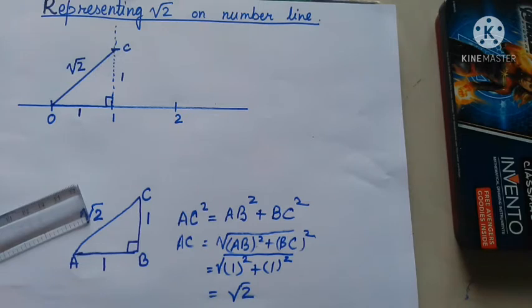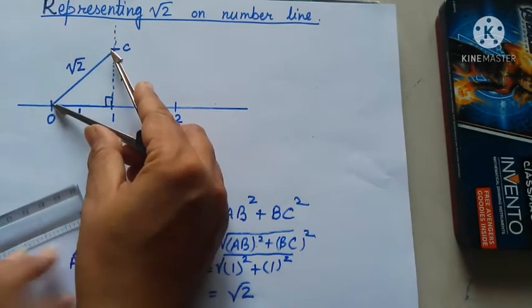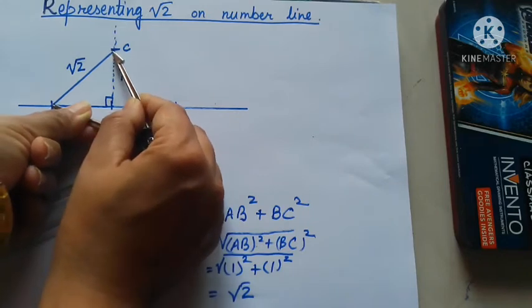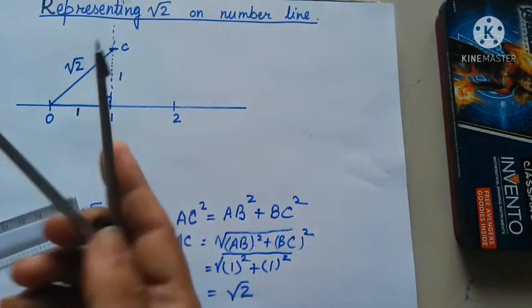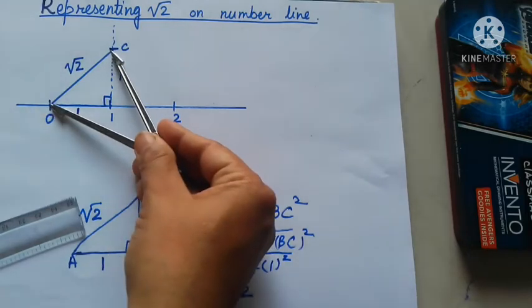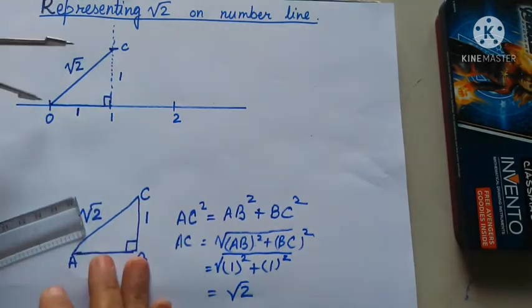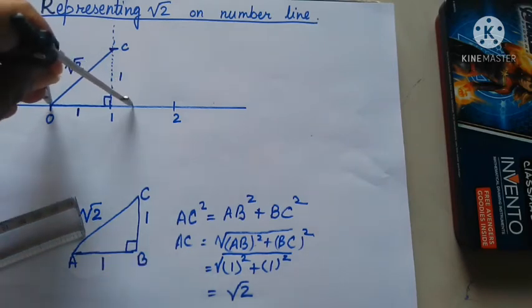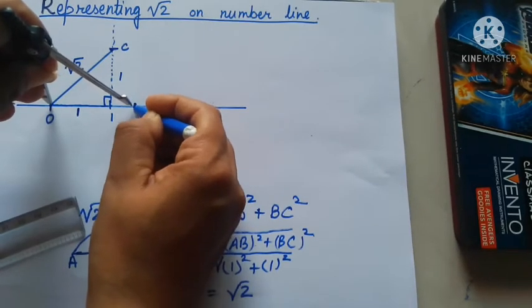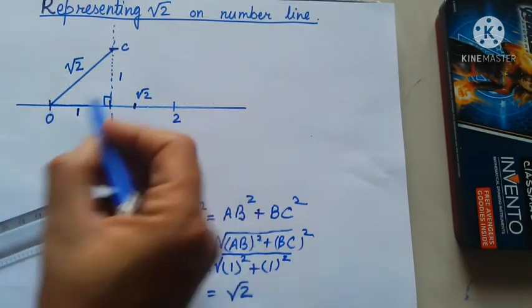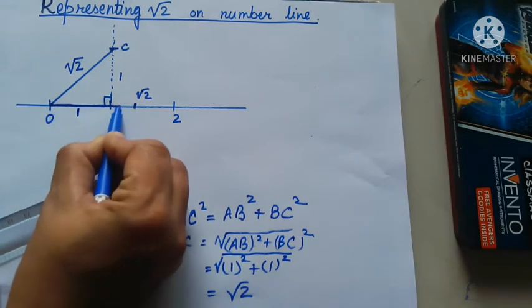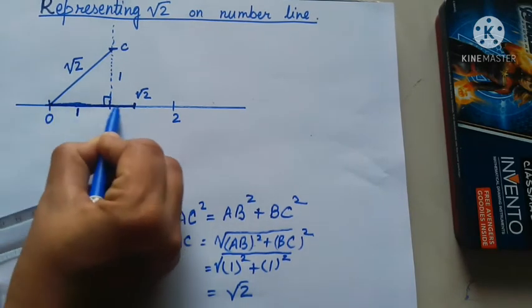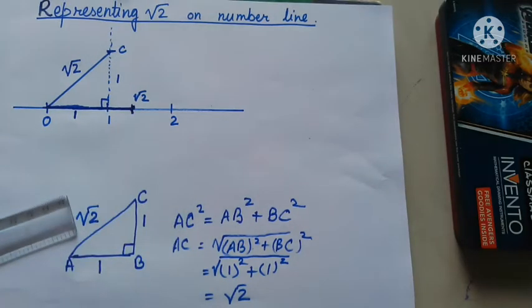Right. Now I have to draw this root 2 on the number line. Then what I should do? I should take this measurement using your divider or your compass. You can use your compass. This measurement is root 2. I have measured it. See here. This measurement is root 2. So starting from 0, mark it on the number line. This measurement is coming as root 2. So from 0 to this line is root 2. This is the value of root 2.